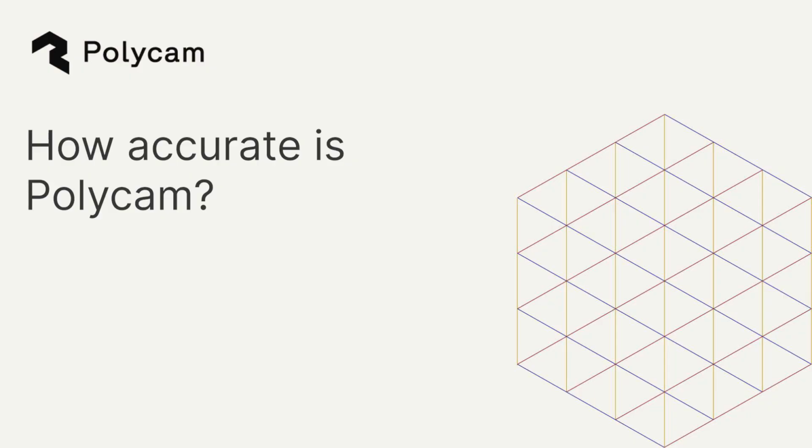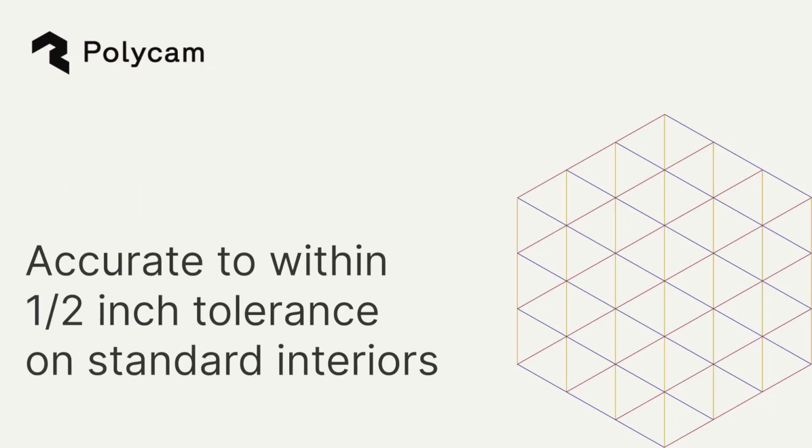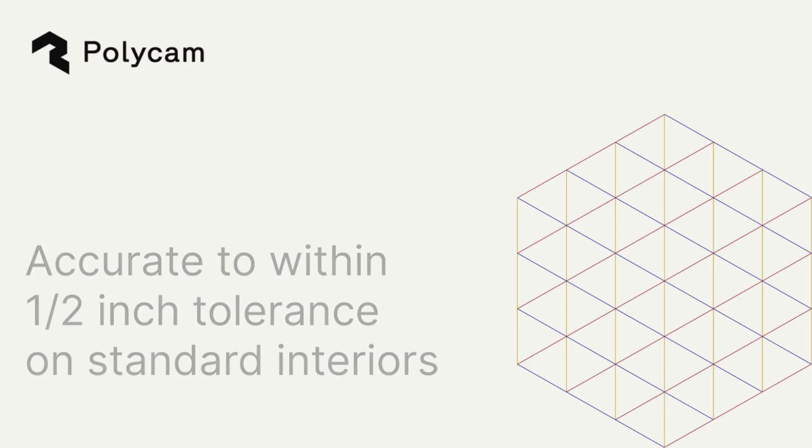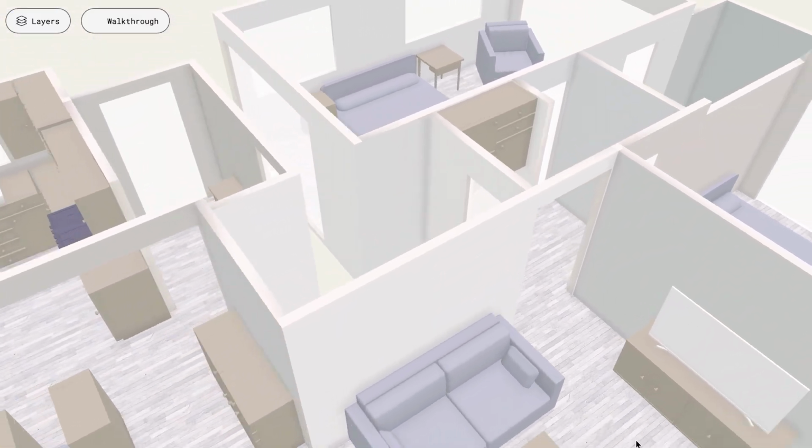How accurate is it? Polycam's geometry is accurate to within a half-inch tolerance on standard interior captures. Real-world accuracy depends on what device you're using, your scan's coverage, and the space complexity, which is why on-site verification before you export is built into the Polycam workflow. In documented contractor use, teams that were previously seeing estimates run 30 to 40% below subcontractor bids reported landing consistently within 10% after adopting Polycam.